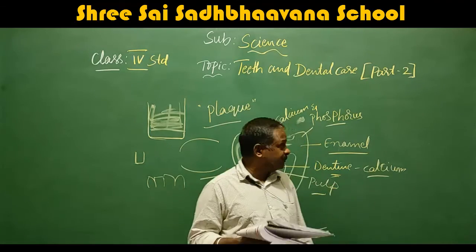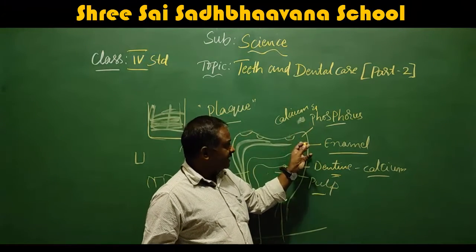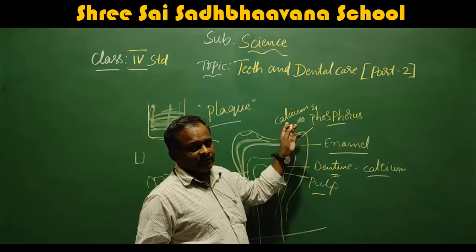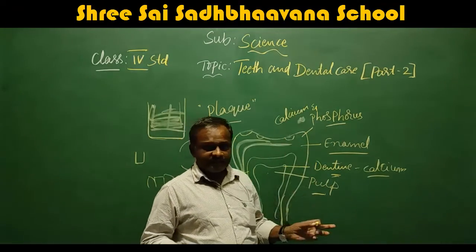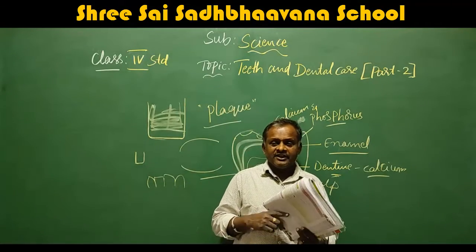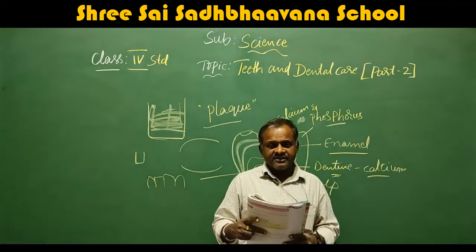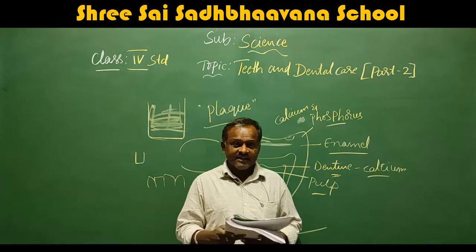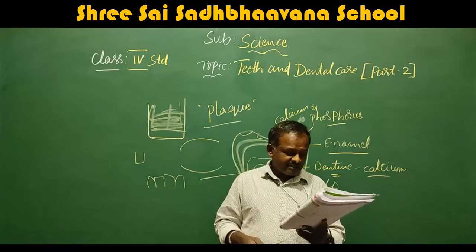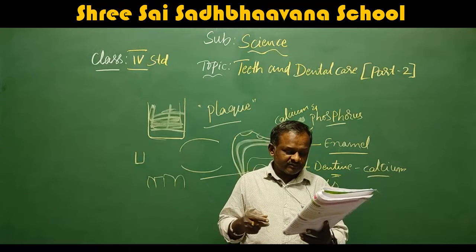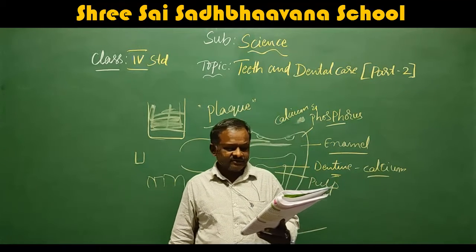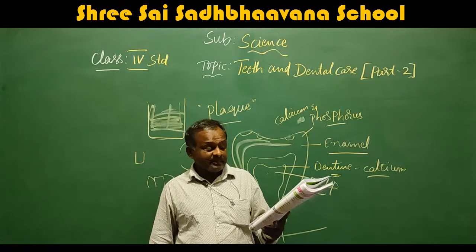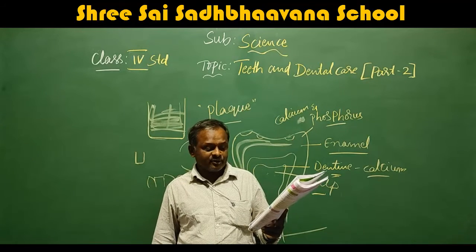Taking calcium is very, very important because the enamel as well as the dentin are made up of calcium and phosphorus. Calcium is rich in milk and milk products, like cheese, curd, butter. So use them. Taking calcium is very important for keeping teeth healthy and strong. We get it from milk, curd, cheese, and other milk products.